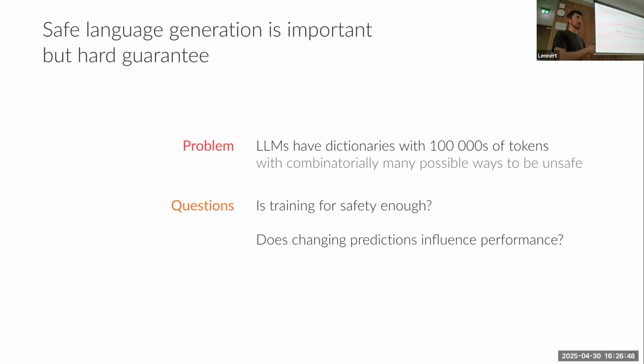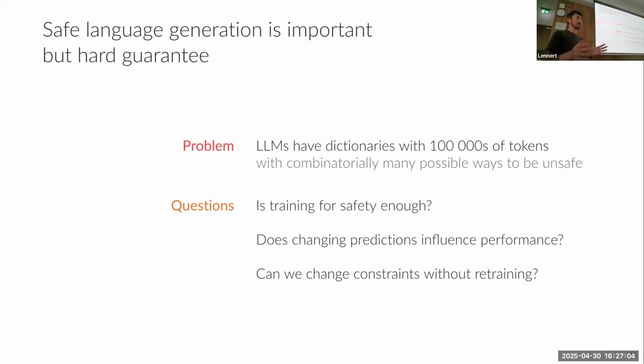There are other methods that use search combinations to alter the predictions of the LLM to also avoid this and get more guarantees. But then what kind of distribution are you really looking at? What influence does it have on performance? It's all not that clear.